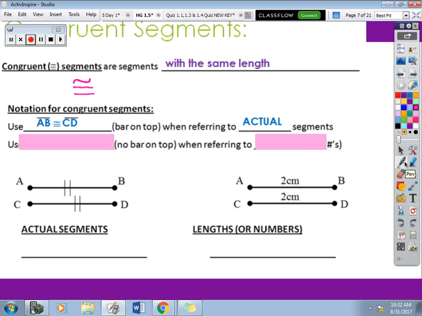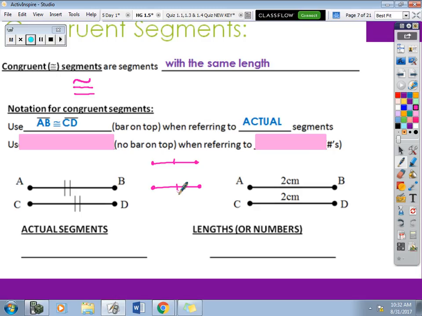Okay, so here is an example. Now notice, these are called markings right here. Those markings indicate that they're congruent. Sometimes you'll see a set of segments and they'll just have one little hash mark. That's telling me this is congruent to that. They'll have the same marking to show that they have the same length.